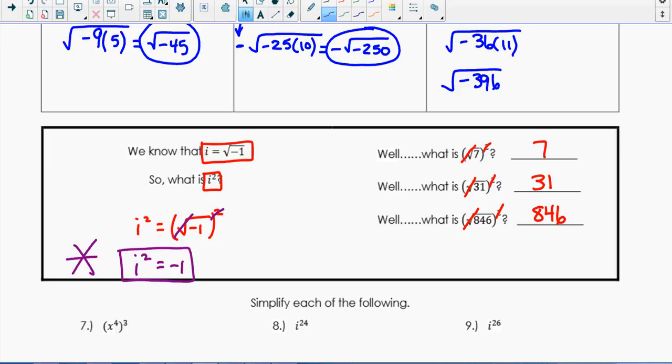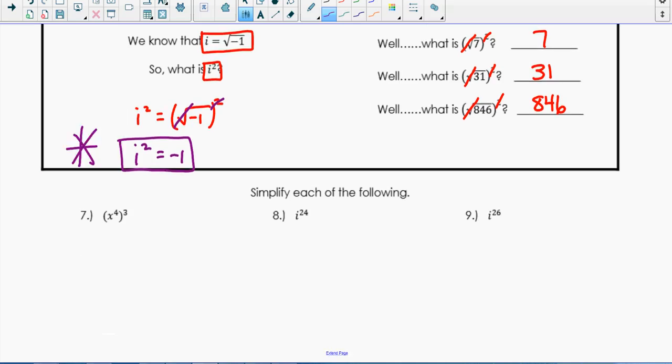Okay, so by using this, we can actually simplify what i's are. Just to lead you into number 8 and 9, if we had x to the 4th and we raise it to the 3rd, remember there's parentheses between these. So when we take a power and raise it to a power, we multiply the exponents, and that makes it x to the 12th. Okay? So with that logic, we can actually undo i to the 24th. If we want to know what i to the 24th is, we can rewrite it so it looks like this.